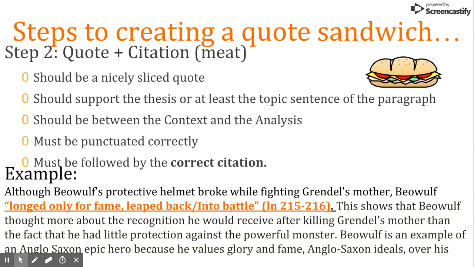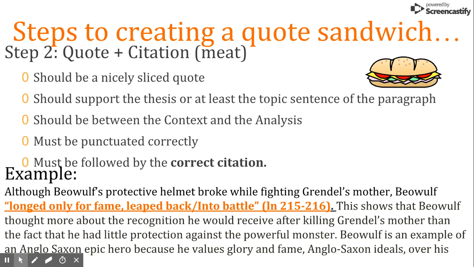Your evidence should support the thesis statement or at least the topic sentence of the paragraph. And it needs to come between the context and the analysis or reasoning. Your quotation also needs to be punctuated correctly, and it needs to be followed by a citation. Without a citation, it is considered plagiarized.